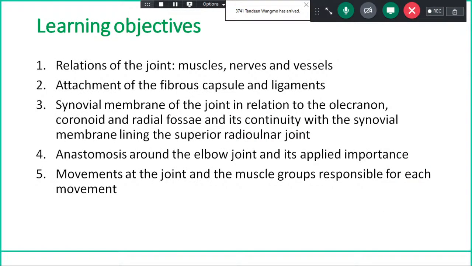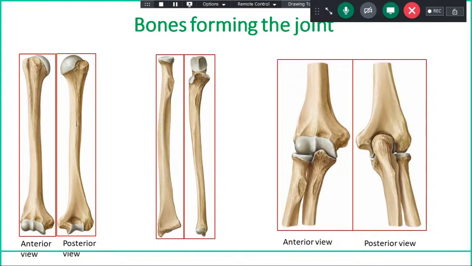Now these are the learning objectives which we'll be dealing one by one. So let's see what are the bones that form the elbow joint. So I think everybody would be able to recognize these bones. This is humerus, this is the anterior view, this is the posterior view. Can anyone tell to which side does it belong?